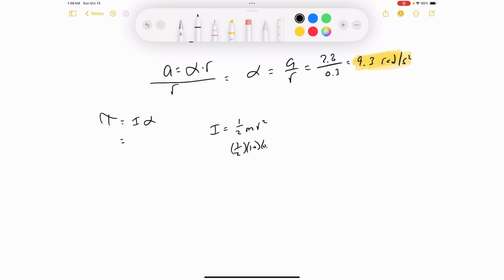r is 0.3 squared. If you do the math on this, I'm not sure what it is off the top of my head, but you can do that, and you'll know. We'll just call it I. Then you multiply that times alpha, which was given up here, 9.3 radians per second squared. Basically, it's 1/2 times 10 times 0.3 squared times 9.3. If you do all that, you'll get the torque, which is 4.18. So torque is equal to 4.18 Newton meters. Okay, so that's the torque on it.